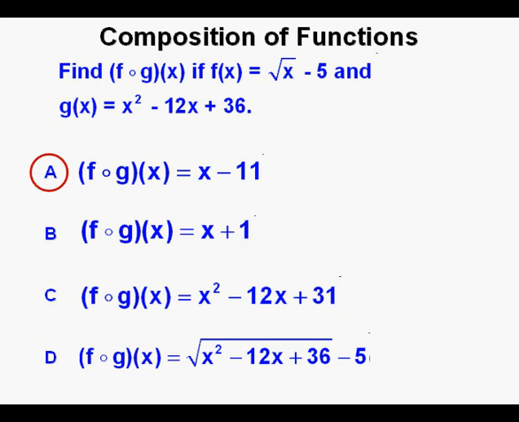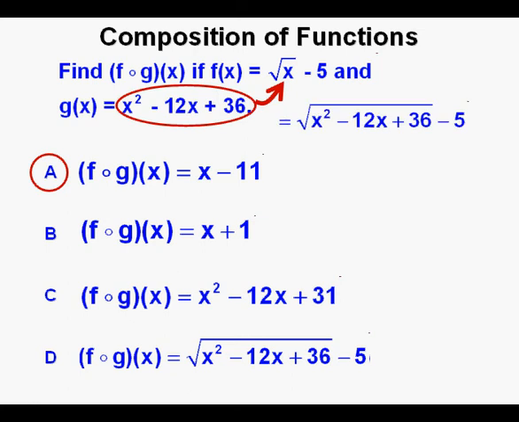The correct answer is A. F of g of x equals x minus 11. If we insert the quadratic trinomial x squared minus 12x plus 36 in place of x under the square root sign, what we have is a square root of x squared minus 12x plus 36, then subtract 5 from that. And we can factor this quadratic trinomial x squared minus 12x plus 36. It becomes the square root of quantity x minus 6 times quantity x minus 6 and 5 subtracted from that.